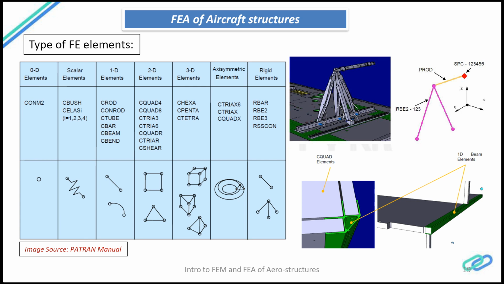So we have RBAR, which is something like a bar but it's a rigid element. And RBE2 and RBE3, which are typical spider elements. RBE2 is mainly for modeling lugs, brackets, shear clips and those kinds of things. And RBE3 is the interpolation element. And RSCON is mainly for welds, and RBAR is also for welds and those kinds of very highly rigid applications.